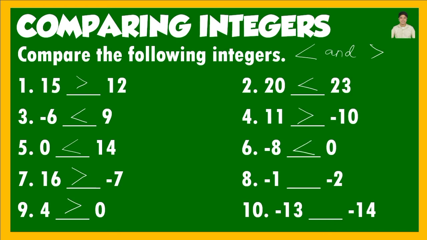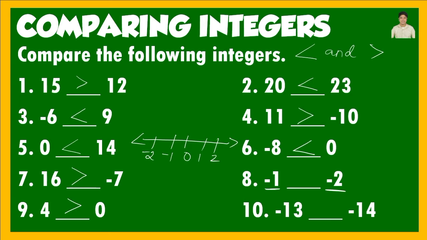Next, number 8. Negative 1, negative 2. Pareho po silang negative. So, drawing tayo ng maliit na whole number line. Para makita lang po. Ito yung 0, negative 1, negative 2. Positive 1, positive 2. So, kapag parehong negative ang pinagko-compare natin, ayan, pakita lang natin.